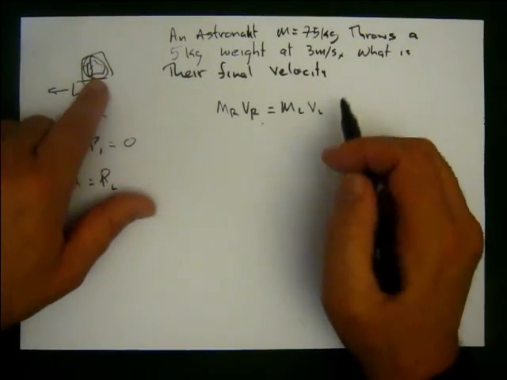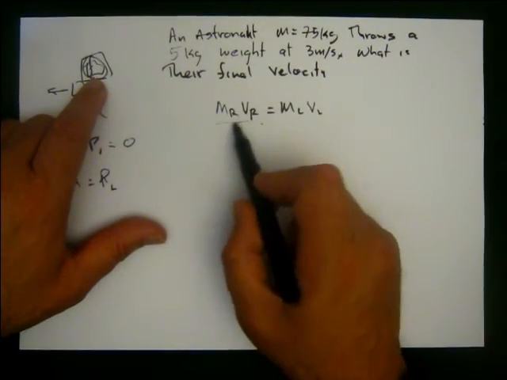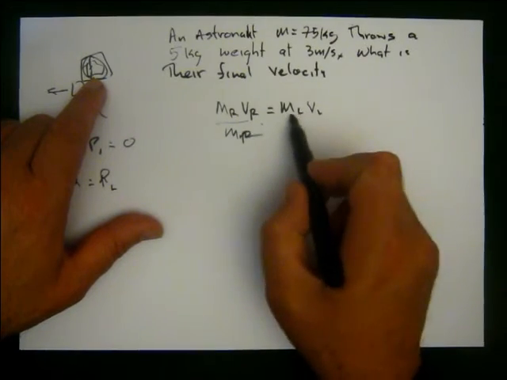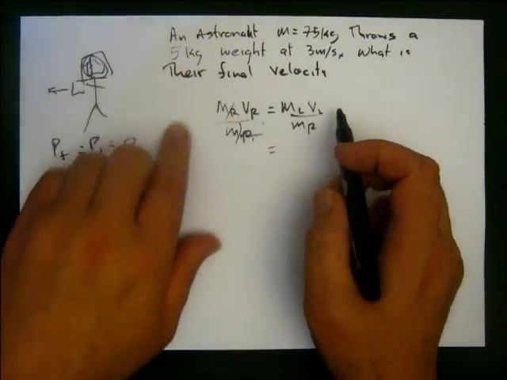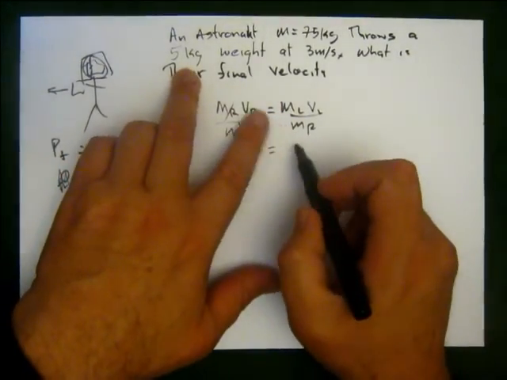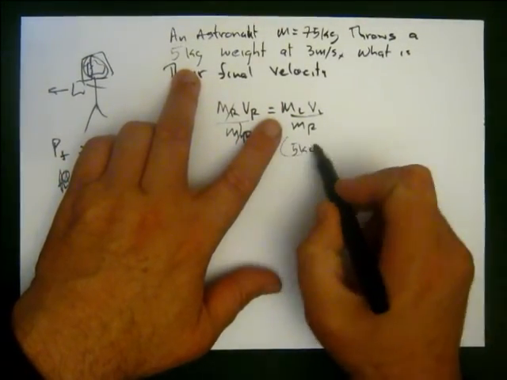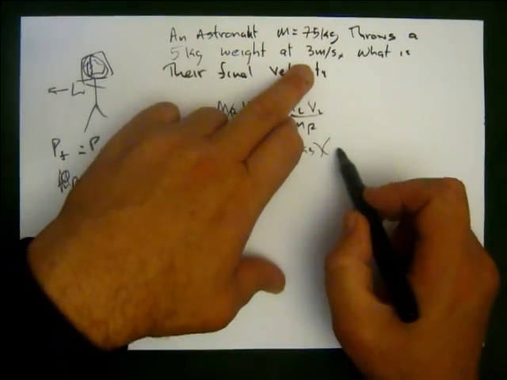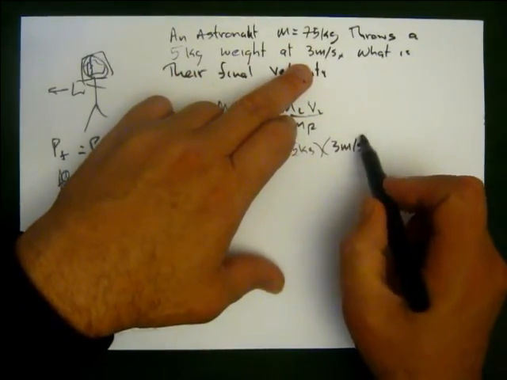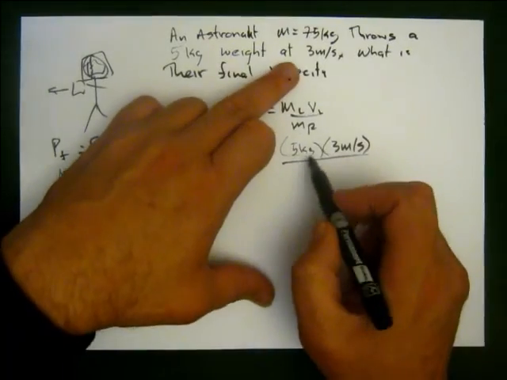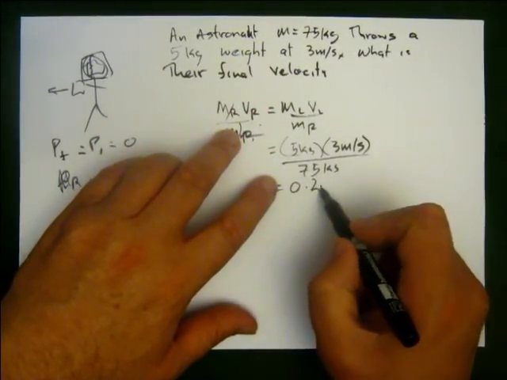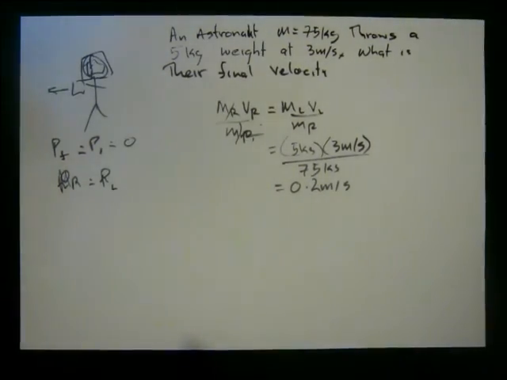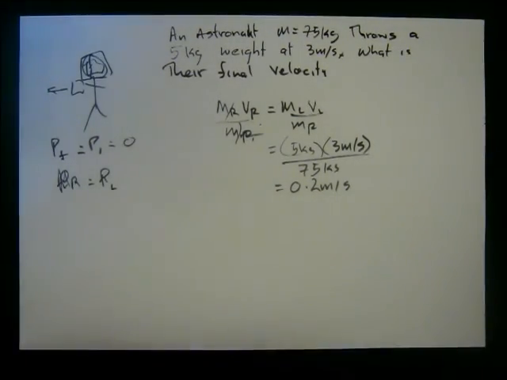We want to find out the velocity right, so we divide both sides by MR. Velocity is equal to mass left, 5 kg, times velocity 3 meters per second, over 75 kg, which is 0.2 meters per second. We are done.